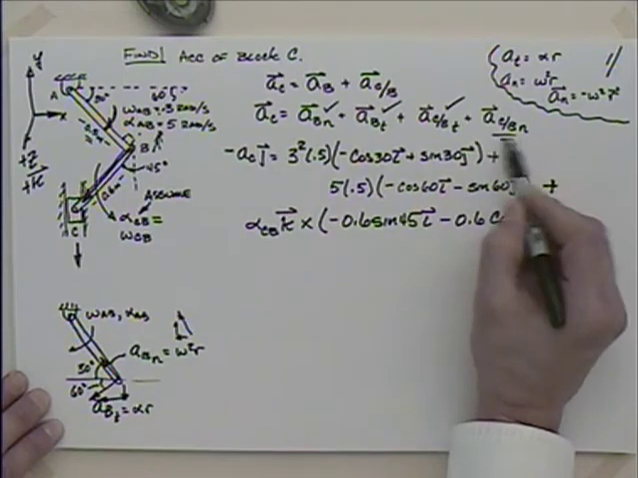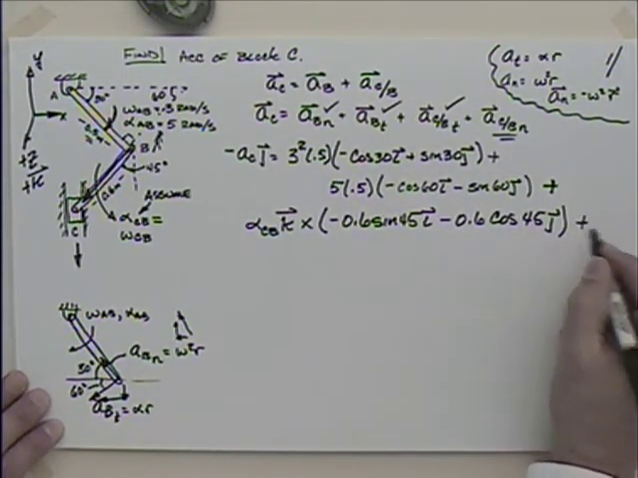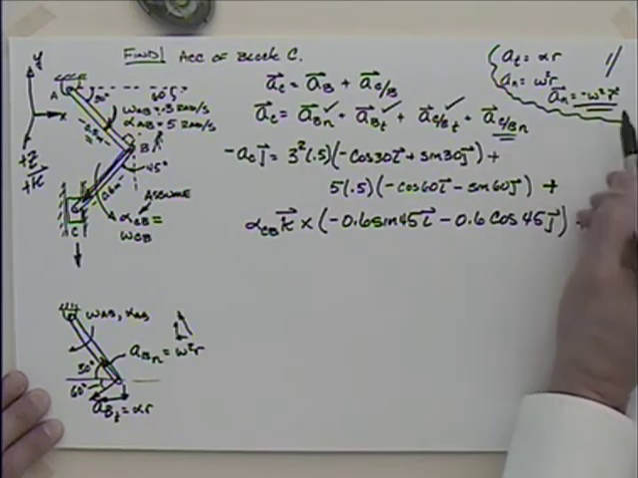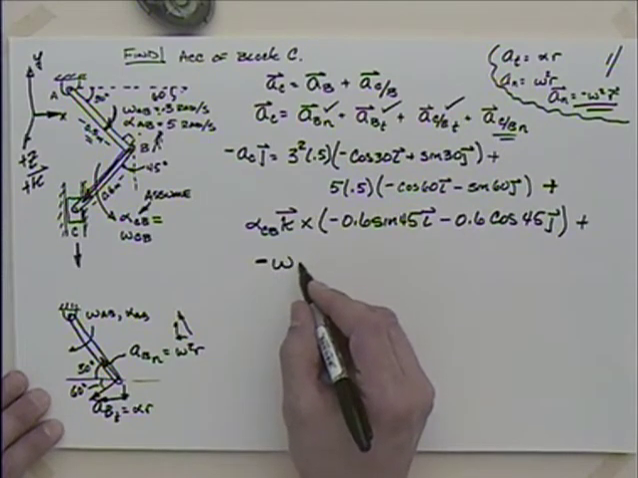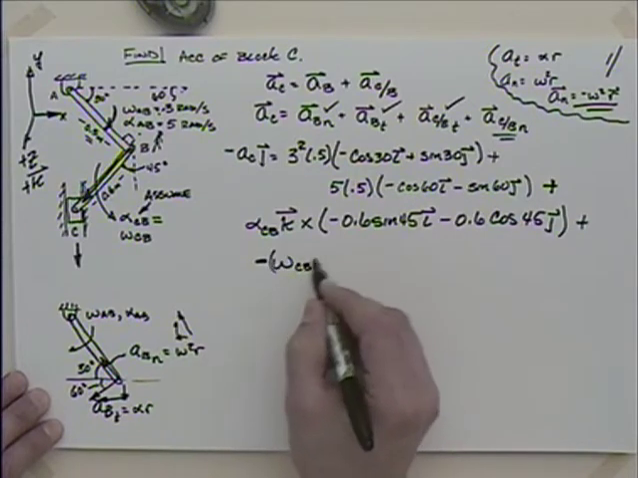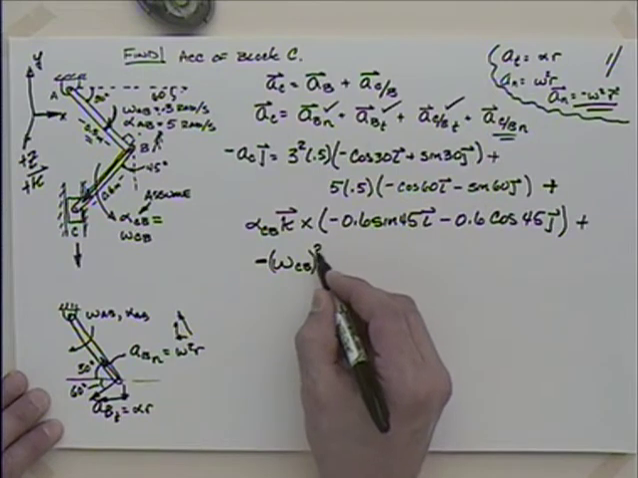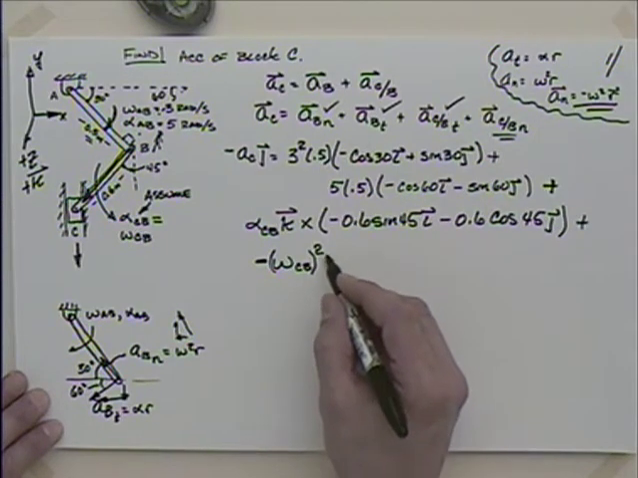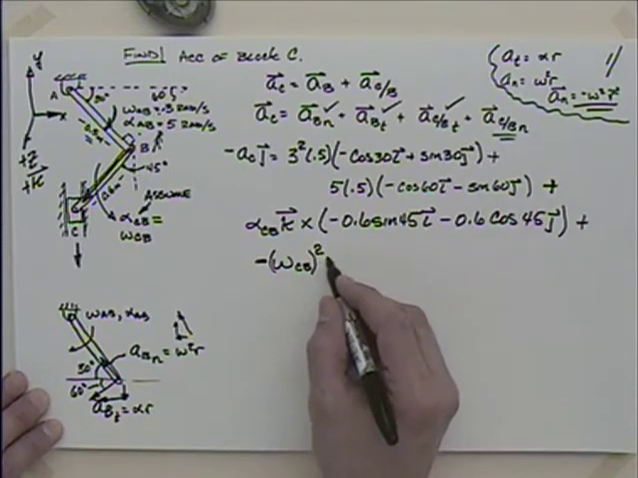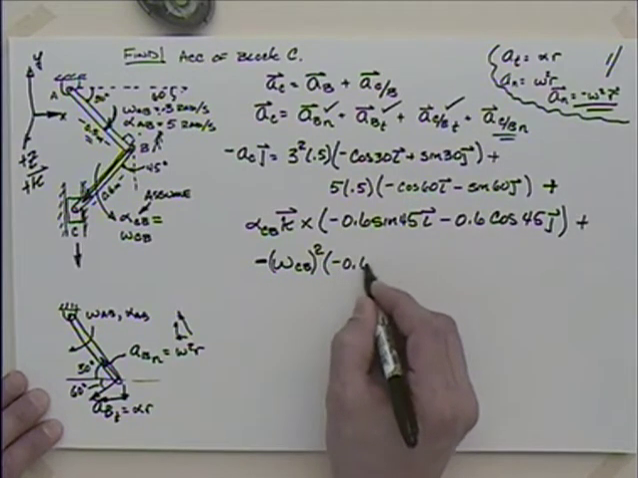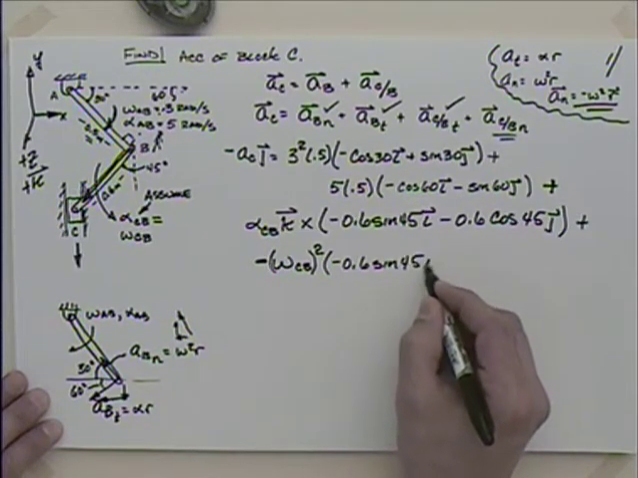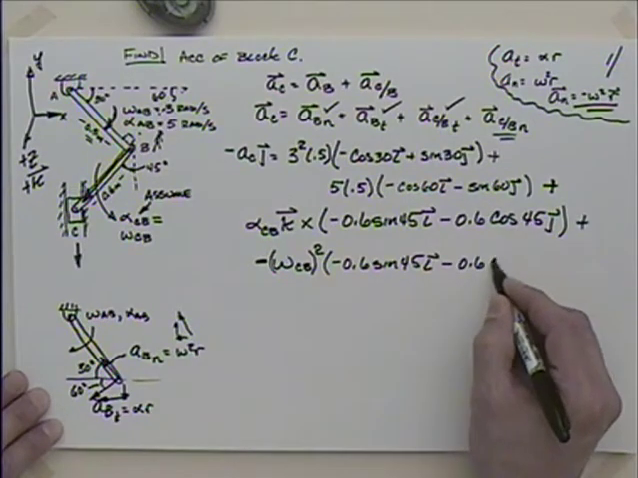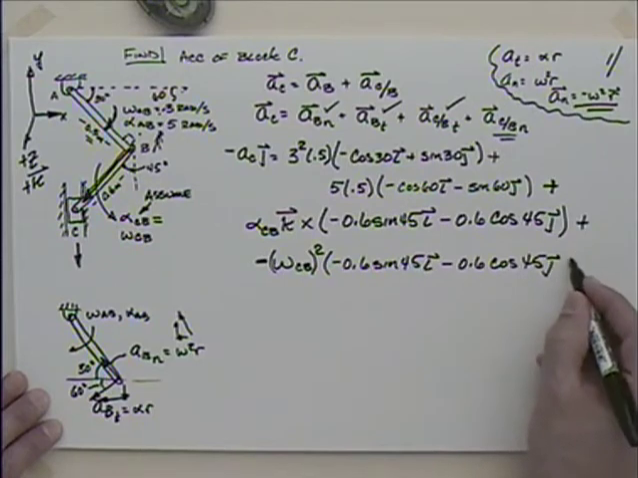And then lastly, I have this normal piece. So I've got to add one more term here, which is going to be minus omega CB squared. The negative is not inside the square. So minus omega CB squared, and then I simply have to multiply that by the R vector. So I'm going to multiply this by minus 0.6 sine 45 in the i direction, minus 0.6 cosine 45 in the j direction.